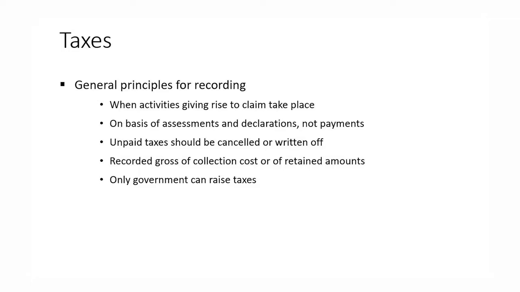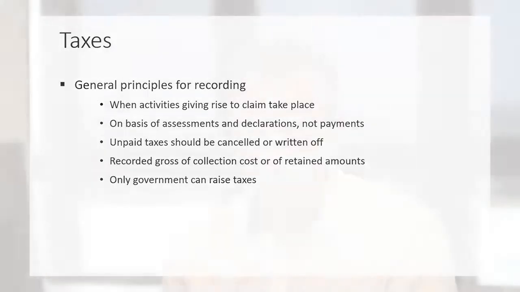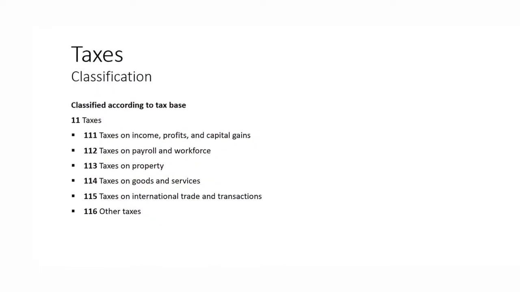And only government can raise taxes, yes? So if they sell vaccination or education fees, this is not a tax, because this is not government, this is a school, for instance. We have here some classification of different kinds of taxes. I do not want to explain, just a short mention. There are taxes on income, profits and capital gains. There are taxes on payroll and workforce, taxes on property, taxes on goods and services, like alcohol or tobacco taxes, all these excise taxes, taxes on international trade and transactions, these are import taxes, for instance, and, as you can see in the slide, the box for other taxes.